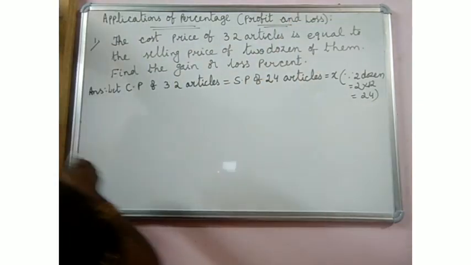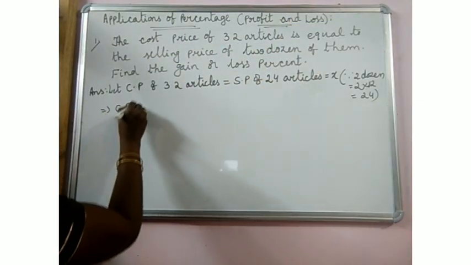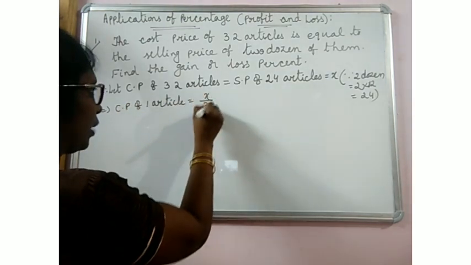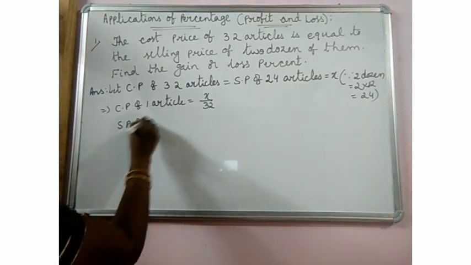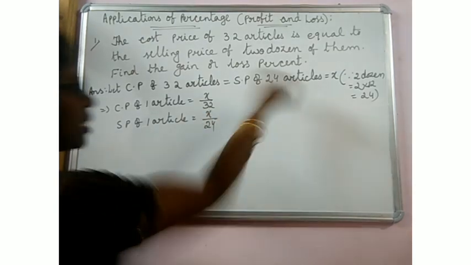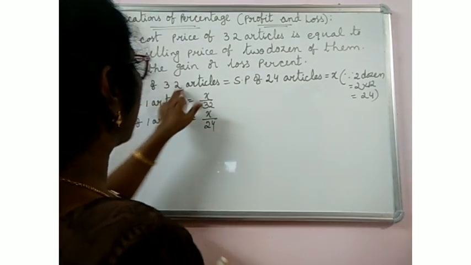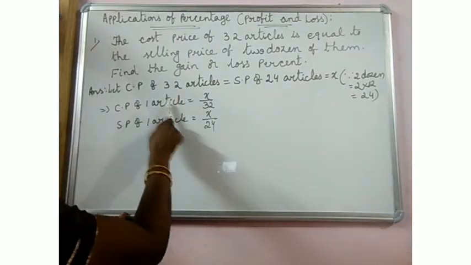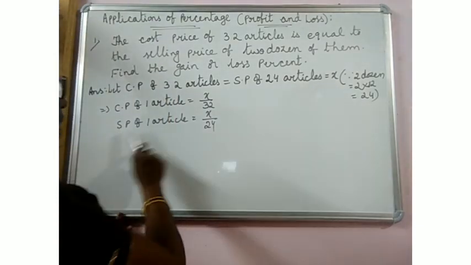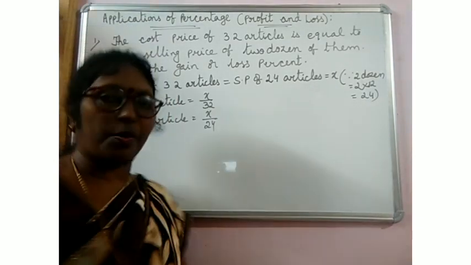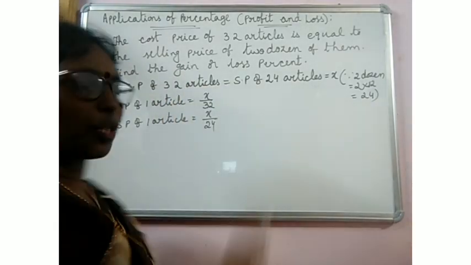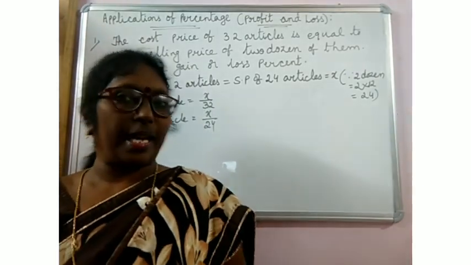Given. Okay. If it is so, the cost price of one article will be X by 32, and the selling price of one article is X by 24. Yes or no? CP of 32 articles is X, so CP of one article is X by 32. SP of 24 articles is X, so SP of one article is X by 24. Now, if it is so, find the gain or loss percent. How to know whether gain or loss?